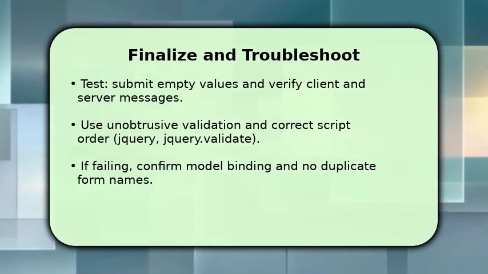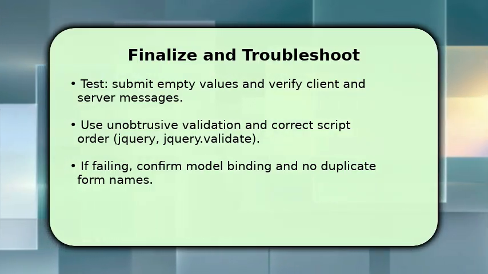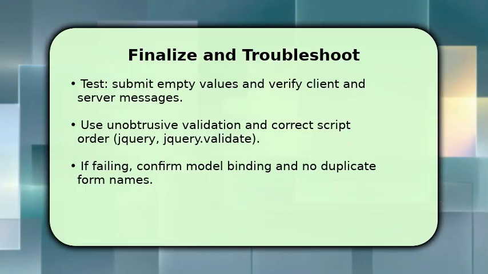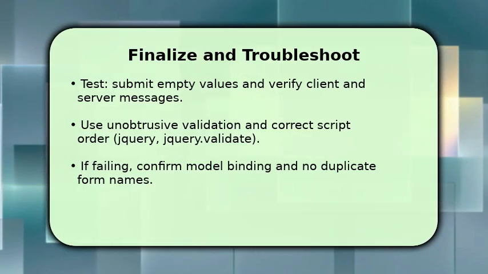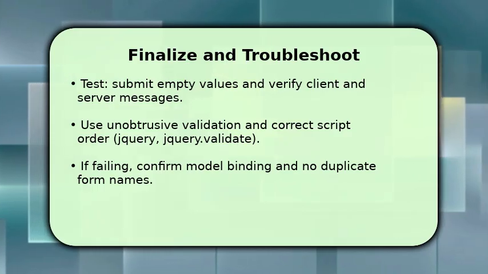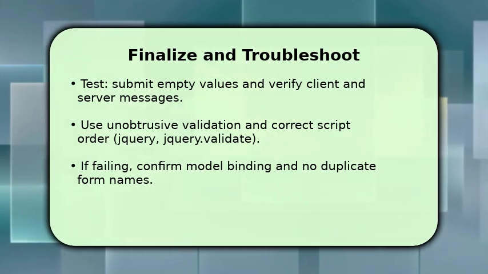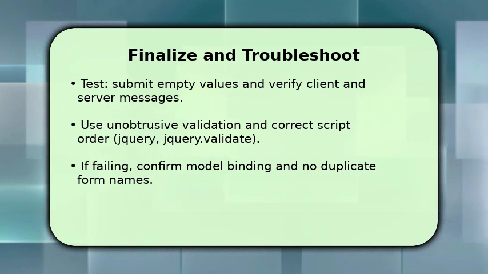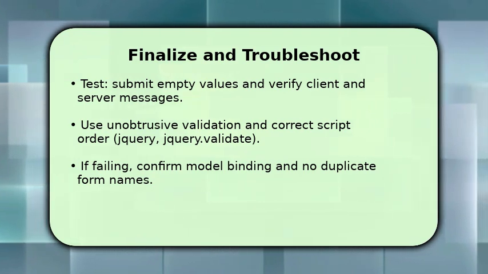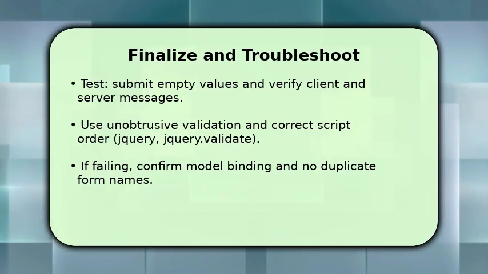If server validation fails unexpectedly, inspect ModelState errors to see binding problems or name collisions. One key troubleshooting tip: when nothing validates, check for duplicate input name attributes or missing name binding. Correcting those usually restores both client and server validation.